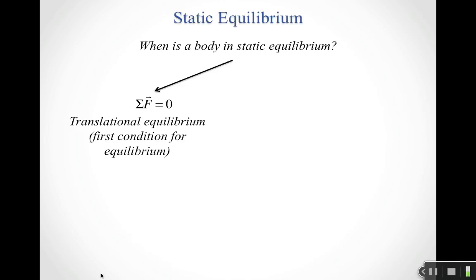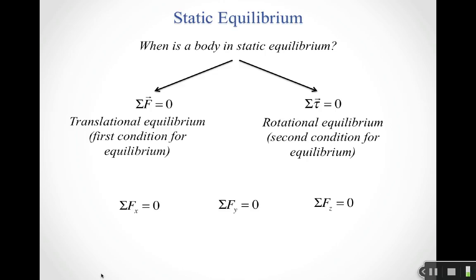One is translational equilibrium. It says that the sum of all the forces, the vector sum of all the forces acting on the object, has to cancel out. So F net has got to be 0. We live in a three-dimensional world, so in general, this gives us three equations. The x components of all the forces have got to add up to 0, the y components have got to add up to 0, and the z components of all the forces have got to add up to 0.